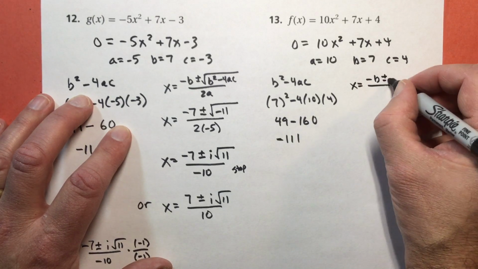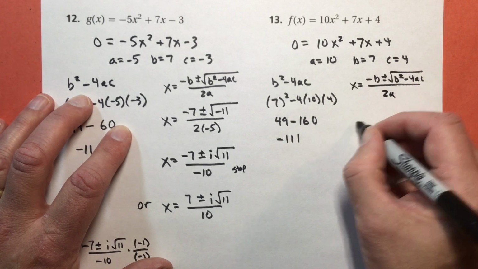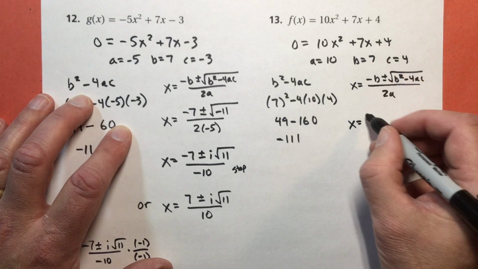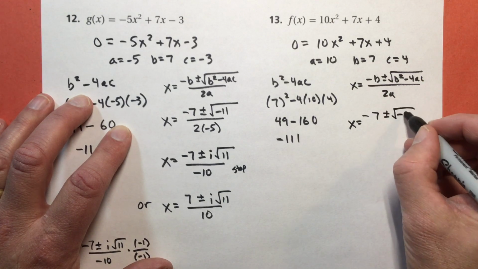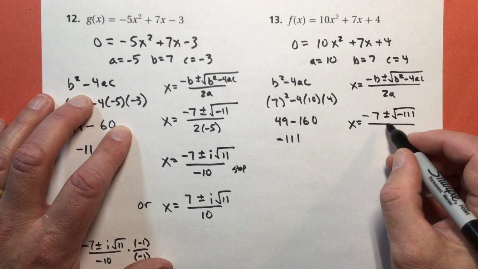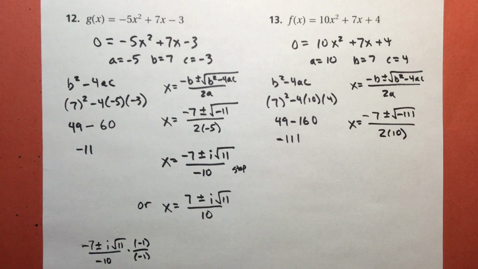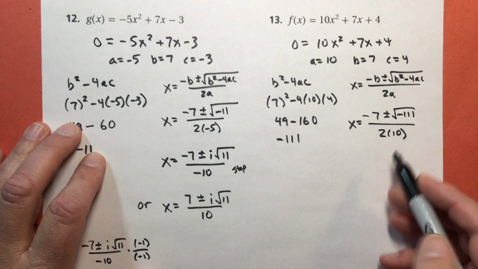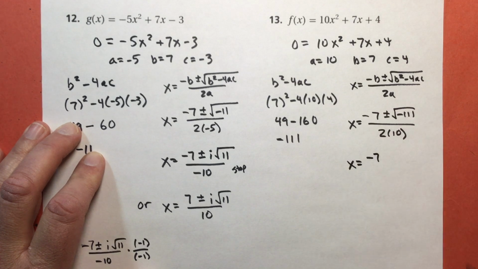Negative b plus or minus the square root of b squared minus 4ac divided by 2a. b is 7, so I get negative 7 plus or minus the square root of negative 111 divided by 2 times 10. All right, so I got the opposite. I got negative 7. What about negative 111?